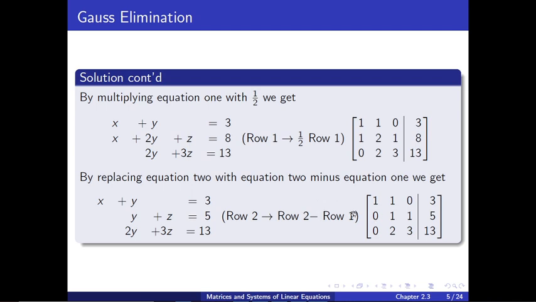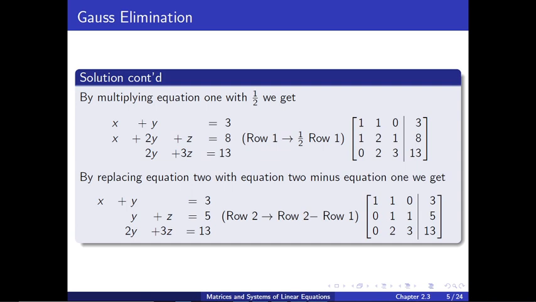And then if we write it in shorthand, what did we say? We said we are replacing equation 2 with equation 2 minus equation 1. So row 2 becomes row 2 minus row 1.